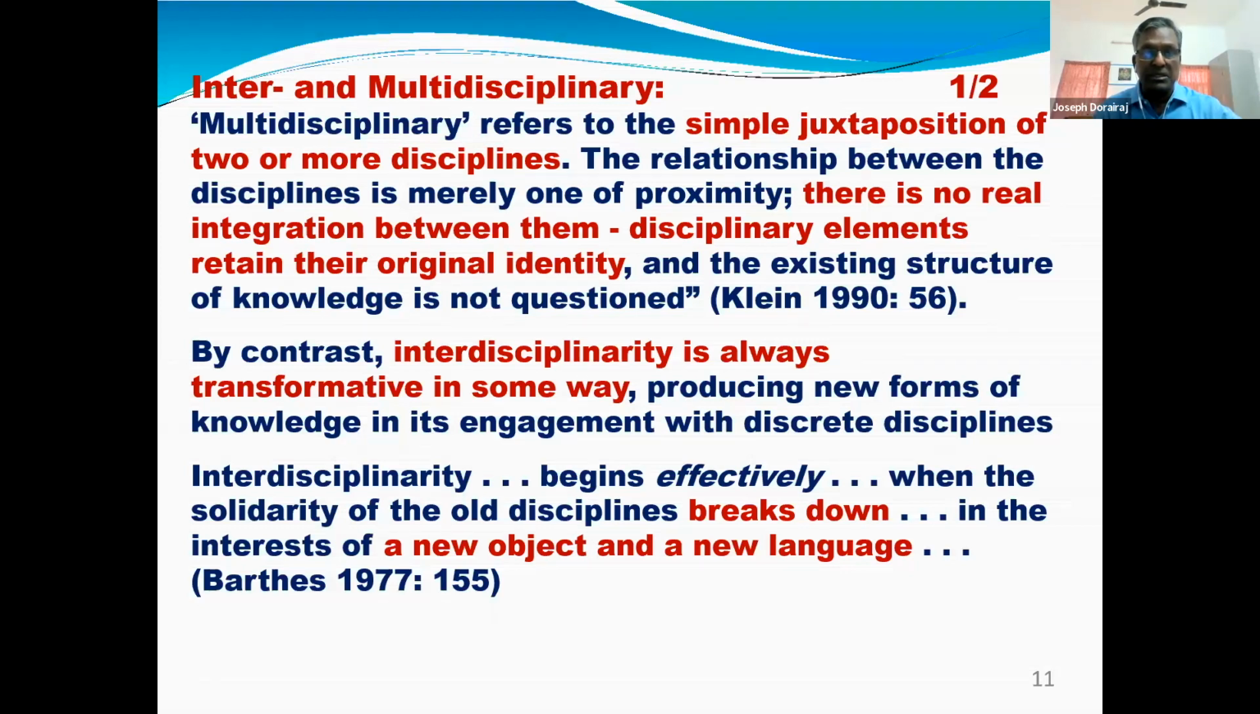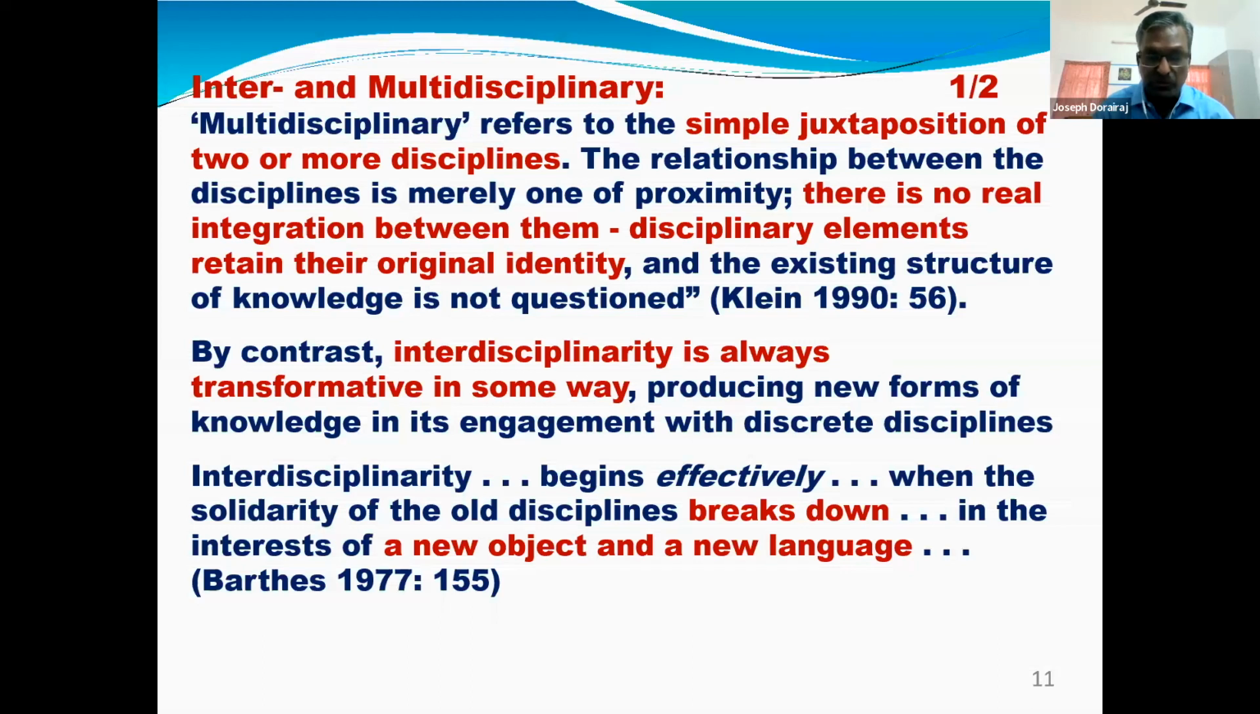On the contrary, in interdisciplinarity, two things happen. There is a conversation between two subjects, or maybe two or more subjects. And because there is a conversation, there is integration. The conversation leads to integration, and because of this integration, there is transformation, as a result of which there is new knowledge.